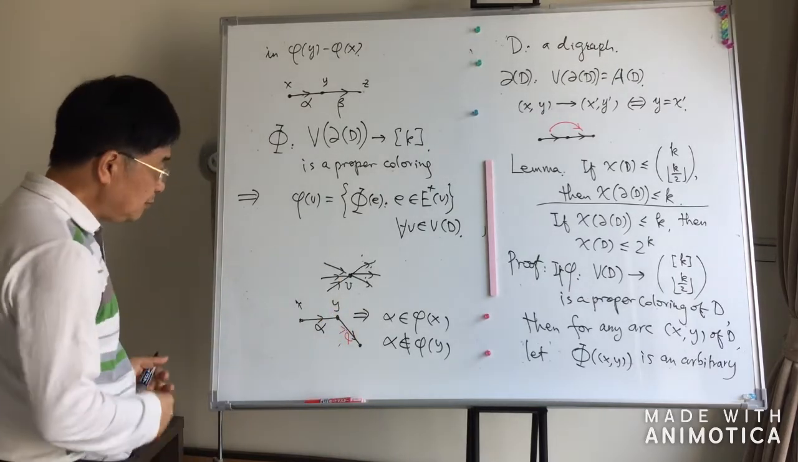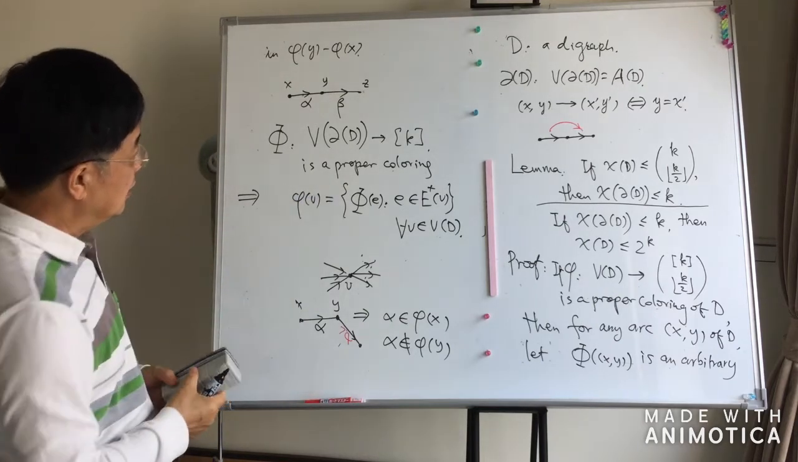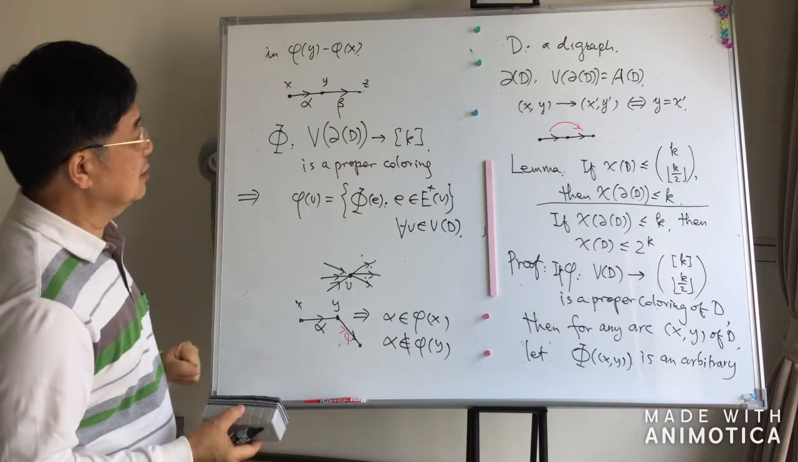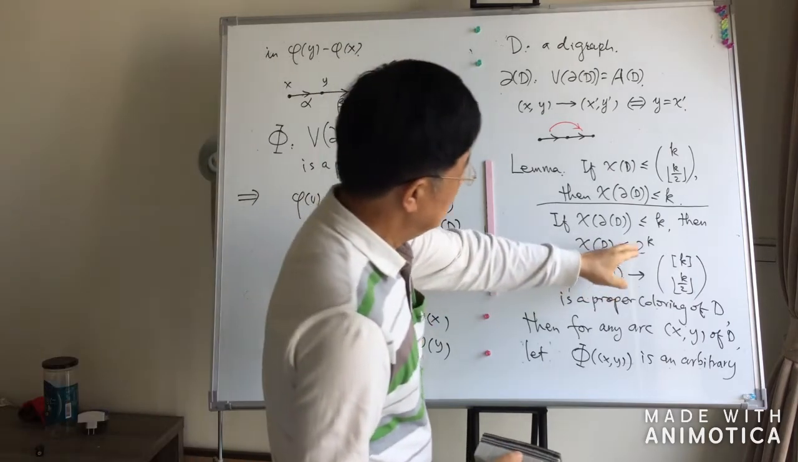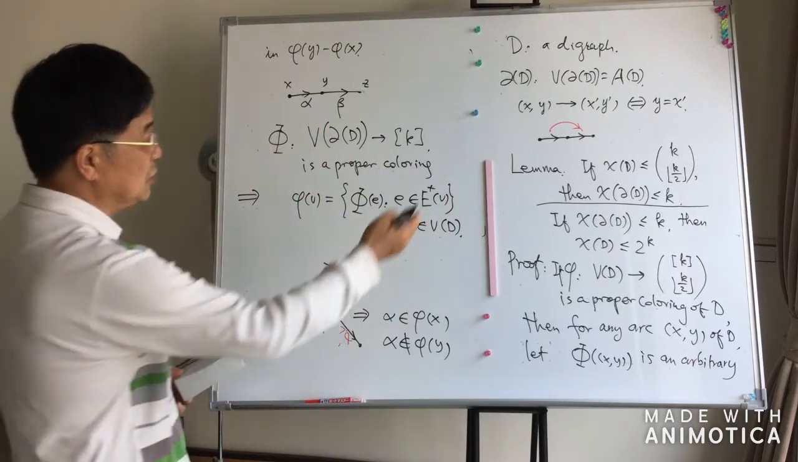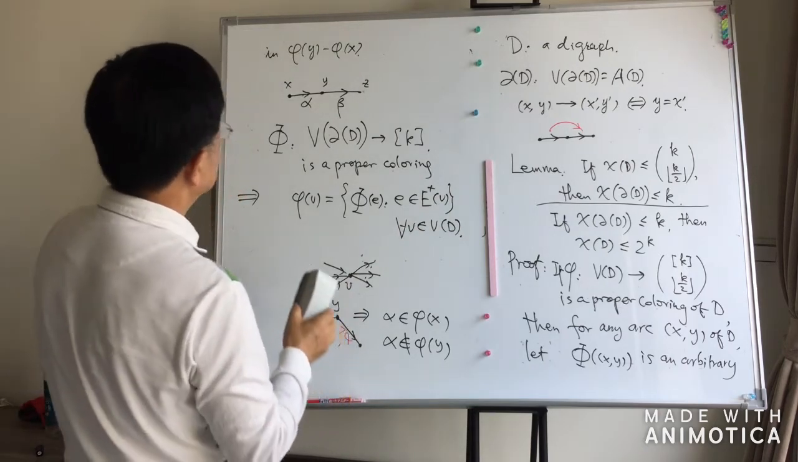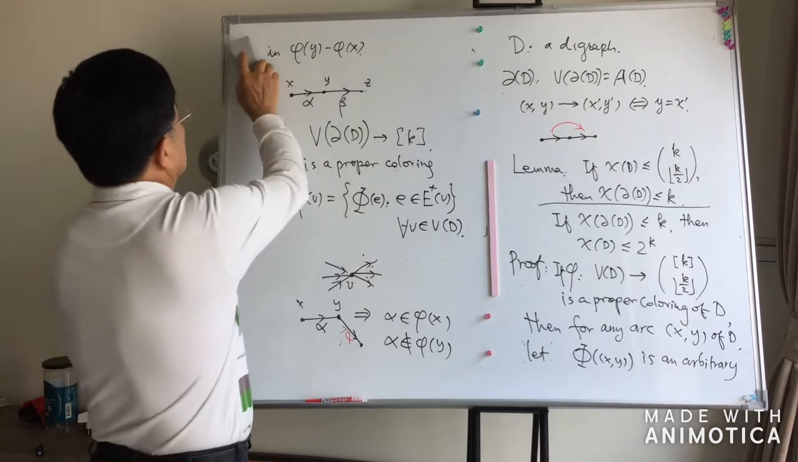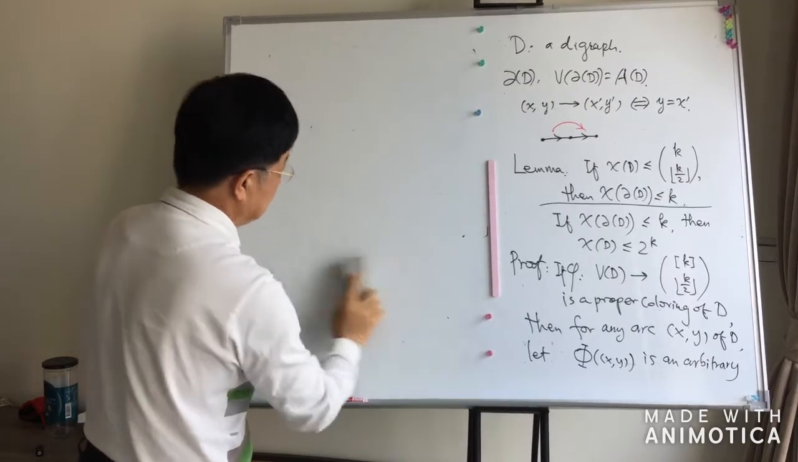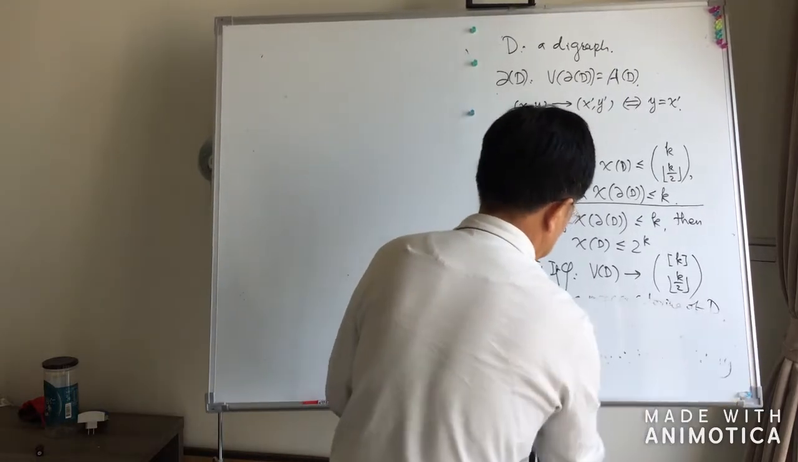Therefore, this is a proper coloring of D. And how many colors does it use? The colors are subsets of this K set, therefore it's at most 2 to the K. The number of colors in this coloring is 2 to the K. So this finishes the proof of this lemma. And now let's look at another easy observation. Okay, let's erase this.